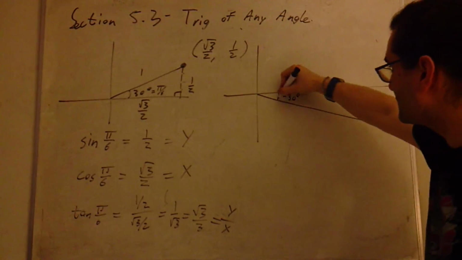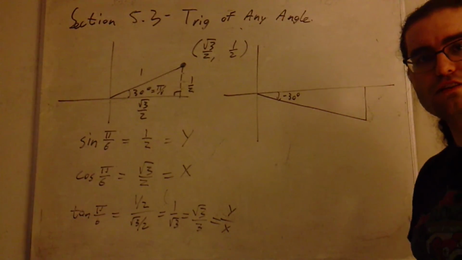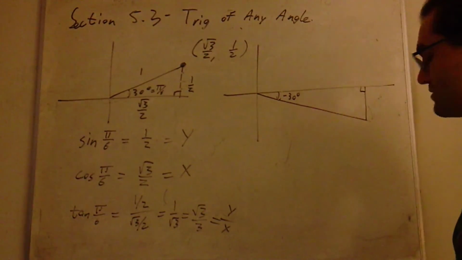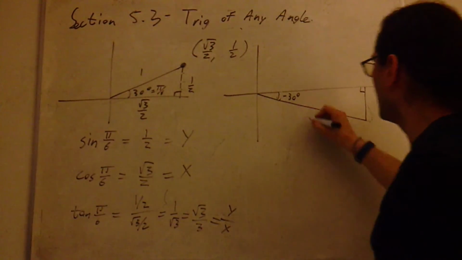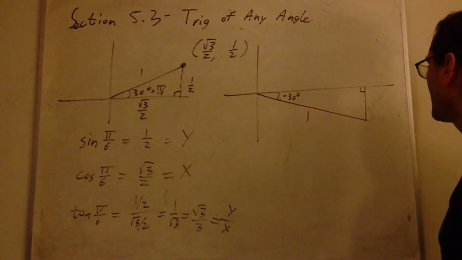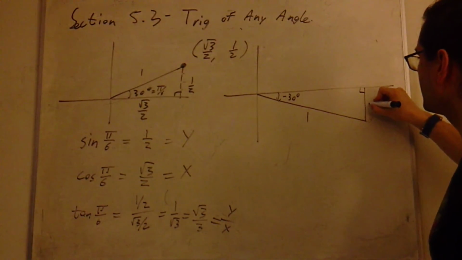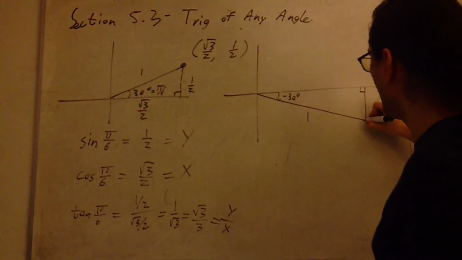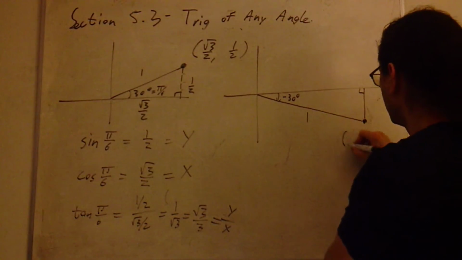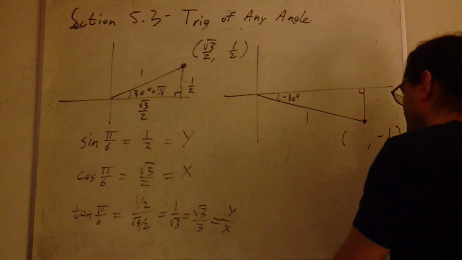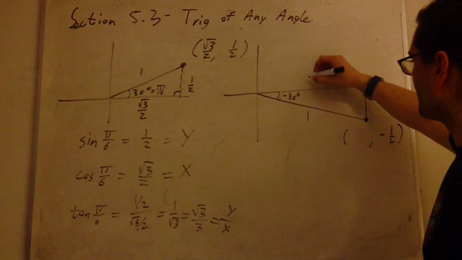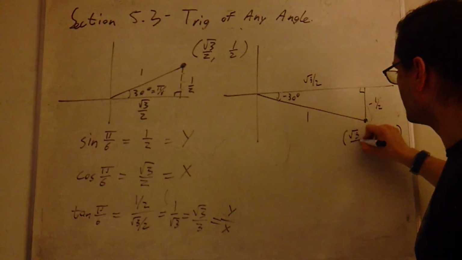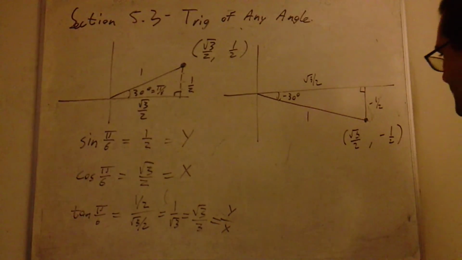Negative 30 degrees means we're going clockwise from the positive x-axis instead of counterclockwise. We're still going to drop a vertical to the x-axis to make a triangle. We're still going to want the hypotenuse to be 1. This length is 1/2, but the y coordinate of this point is negative 1/2. This length is root 3 over 2. That's going to stay positive because we're still on the right side of the axis here.